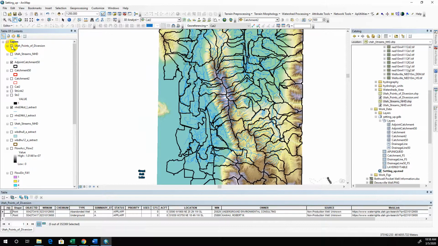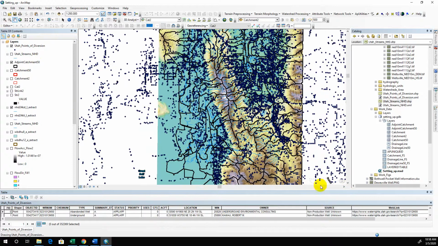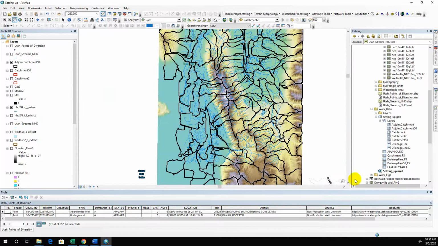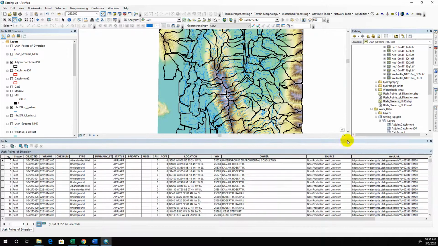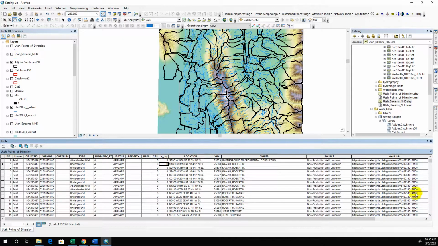I also got points of diversion, which have the below information. Sorry, I shouldn't have turned those on. Turn them off. But we got points of diversion, and it has CFS and acre feet in here. Some of these are zeros, which I don't know. I'm guessing that it's too small because they just have, let me get here. So we'll sort this.